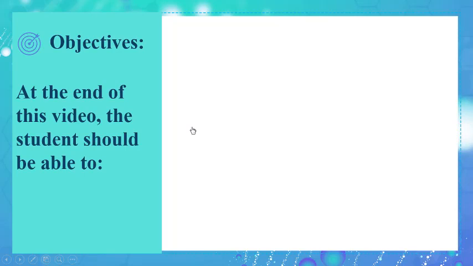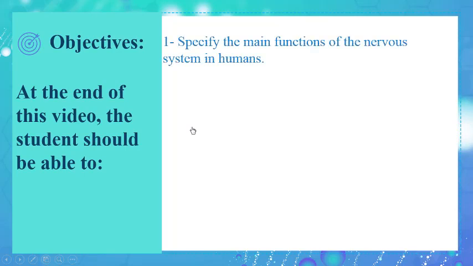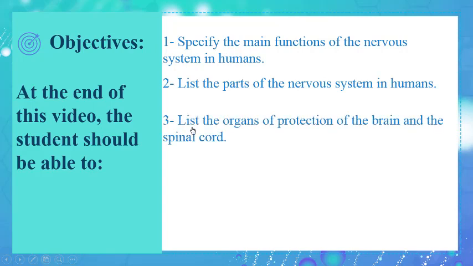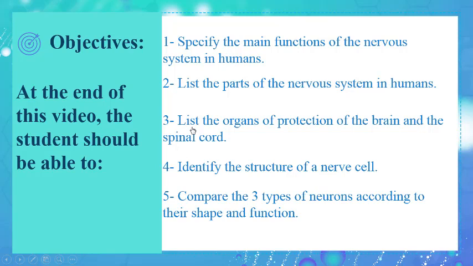By the end of this video, the student must be able to cope with the following objectives. Specify the main functions of the nervous system in humans. List the parts of the nervous system in humans. List the organs of protection of the brain and spinal cord. Identify the structure of a nerve cell. And finally, compare the 3 types of neurons according to their shape and function.